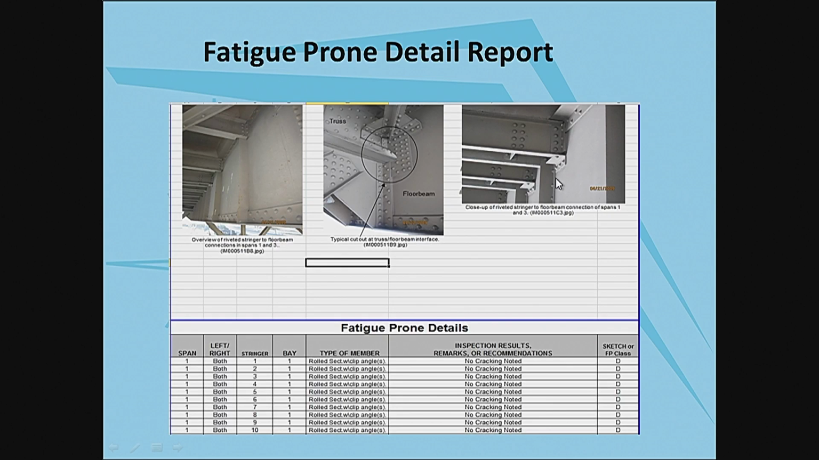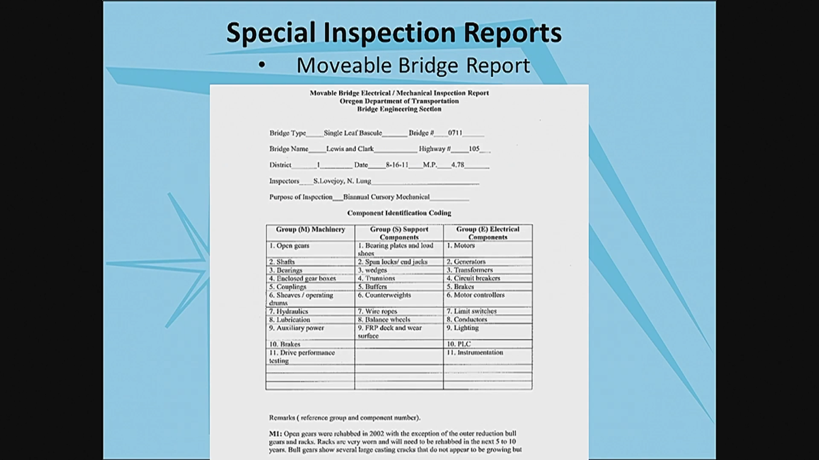And we have a level of priorities for maintenance recommendations, whether that be critical, urgent, high, medium, or low routine priorities. The next inspection report, supplemental inspection report, is the movable bridge report. This is an example of the ODOT report, and it basically tracks the mechanical and electrical condition of the movable bridge.